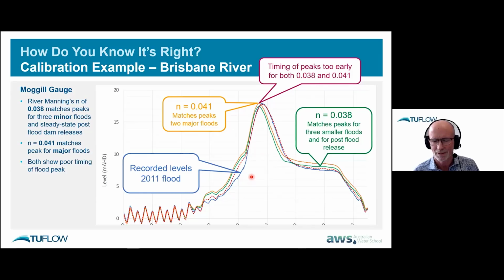I love matching the timing. If you get the timing right, that means you're getting the speed of the wave coming down right, and that's really, really important. And so you see here that the orange and green lines at 0.038 and 0.041 are just about 6 hours ahead of the peak. So they're just sending the water down a bit too early.